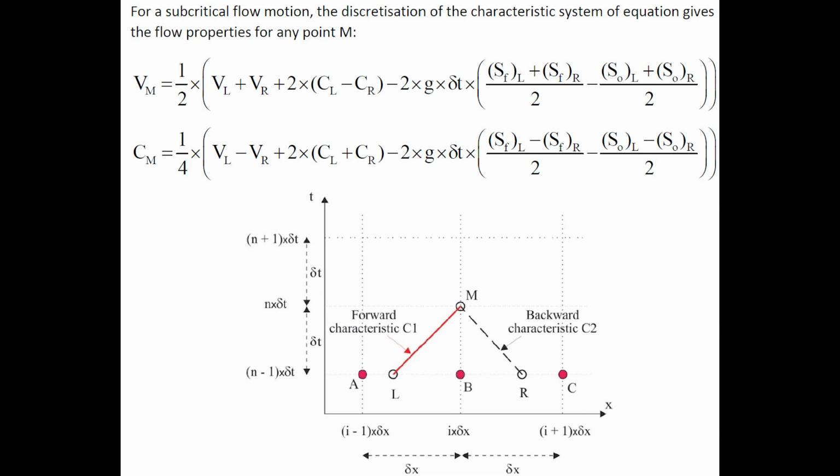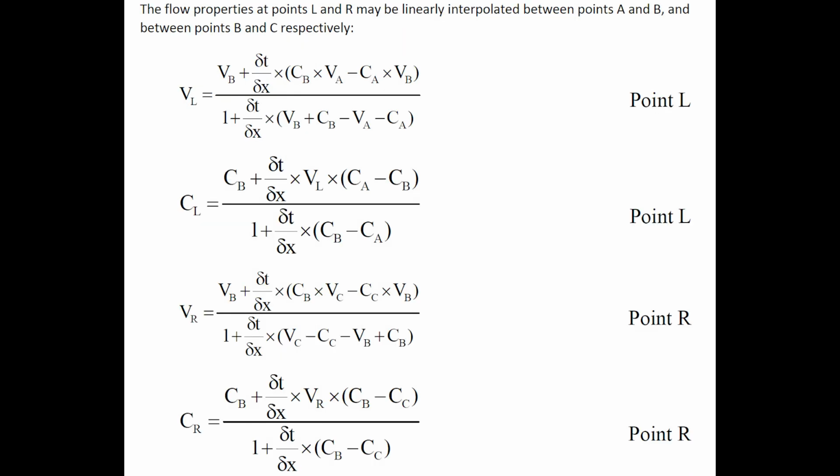For subcritical flow motion, the discretization of the characteristic system of equations gives the flow properties at the point M in terms of the velocity and the celerity. The flow properties at points L and R may be linearly interpolated between points A and B and points B and C.